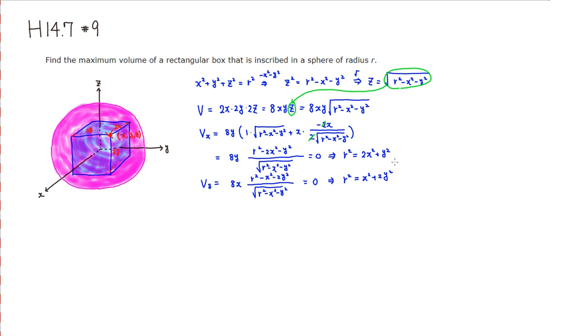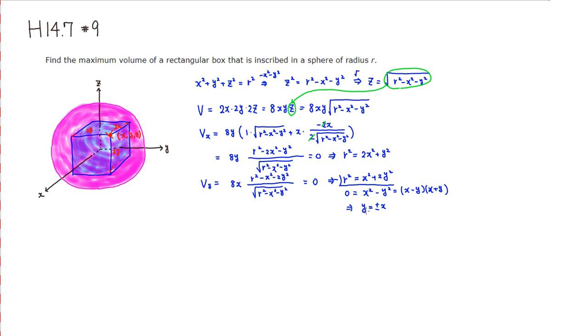Then what we can do is a subtraction. So we can cancel: r squared minus r squared is 0. Then you have 2x squared minus x squared, which is x squared. y squared minus 2y squared is negative y squared. So we can factor this out: x minus y and x plus y. So we know that y is going to be equal to either x or negative x.